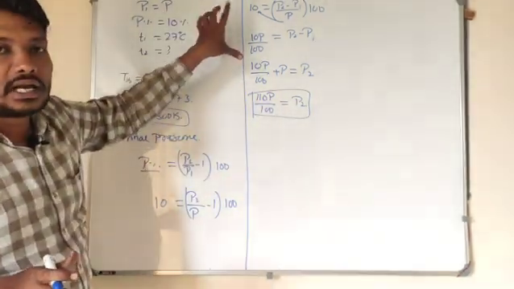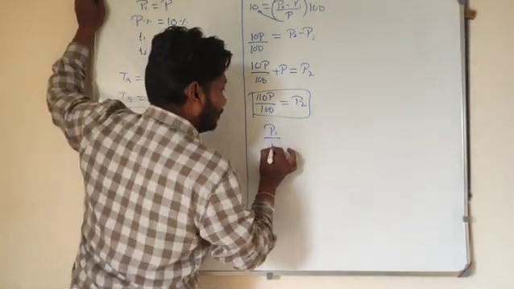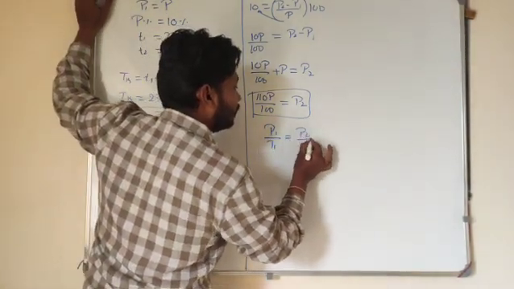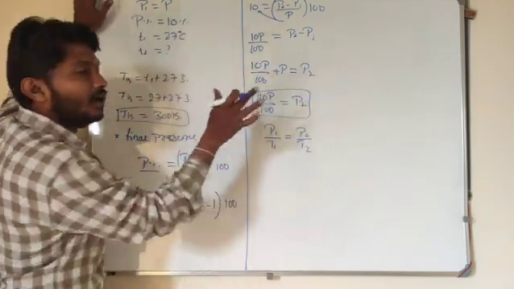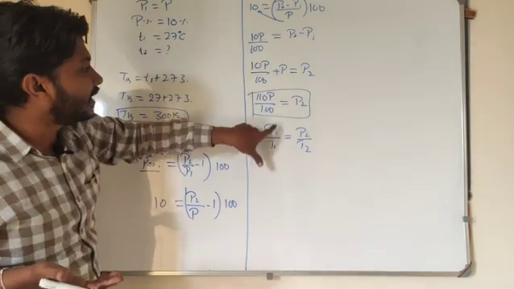Now from that Charles' law, they mentioned that at constant volume P1 by T1 is equal to P2 by T2. So if the pressure is increased by 10%, I need to find the final pressure.